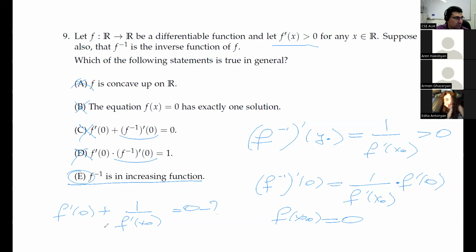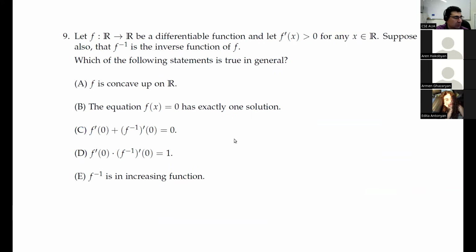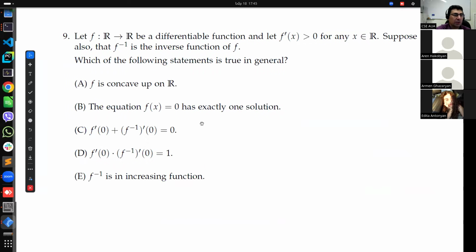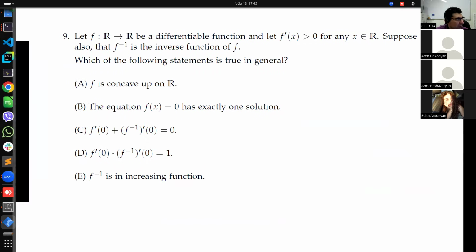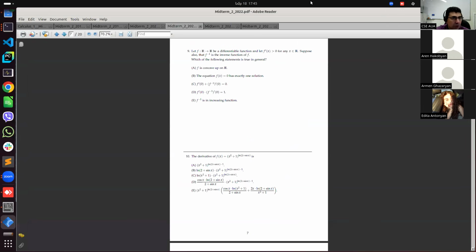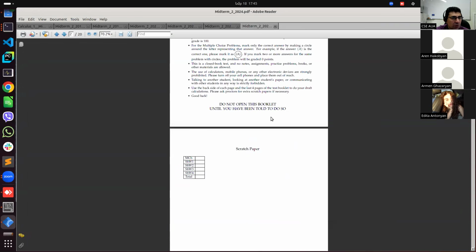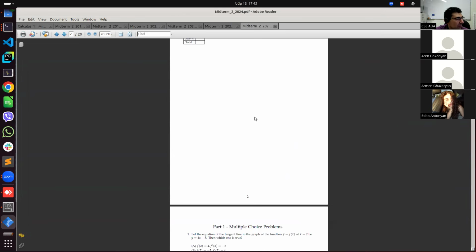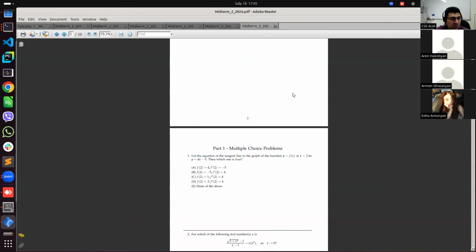Questions? If no, again, let's move forward and go to the test 2024. Multiple choices 7, 8, 9, and 10.